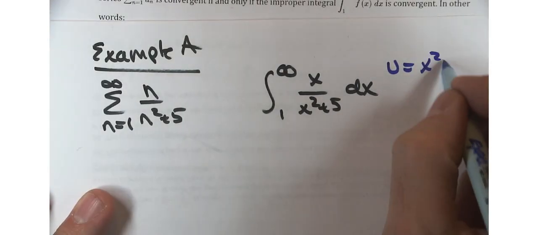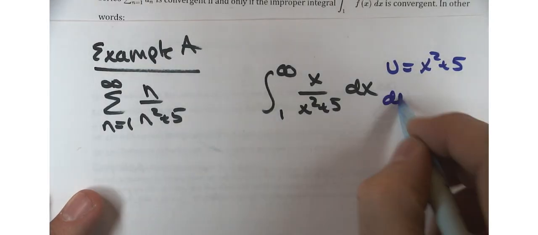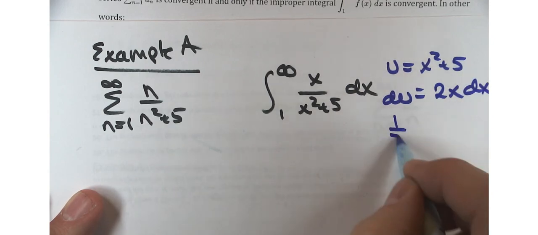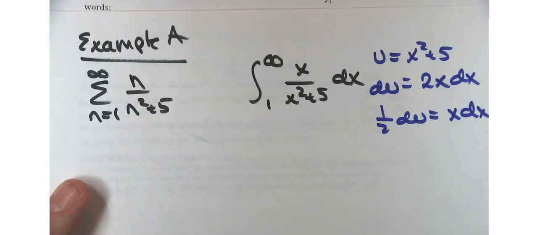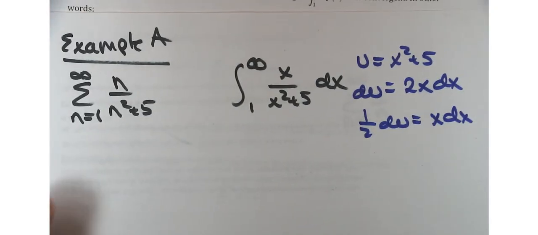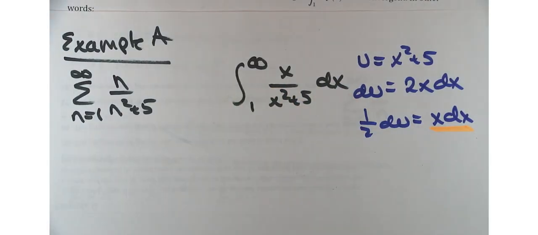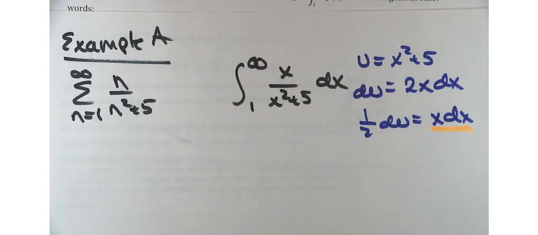u equals x squared plus 5, du is going to be 2x dx. So 1/2 du equals x dx. Nice thing about the x dx is that I've already got it in my integrand. Now there's a couple other things I should probably take care of. One of which is that this is an improper integral. Fortunately, we just learned about those things not too long ago.